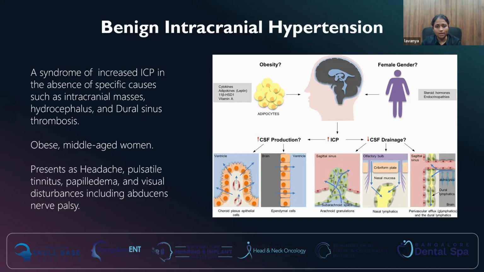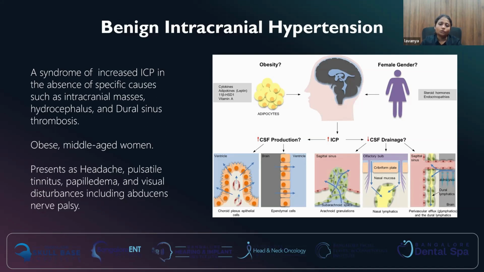Whether obesity has a direct relationship or not, there are multiple theories regarding it. Generally, a patient will present to us with headache, pulsatile tinnitus, papilledema, and visual disturbances, including abducens nerve palsy. More commonly, individuals present with headache or pulsatile tinnitus. Some of them can have visual disturbances like visual snow, floaters. When we further examine them, there can be papilledema. Some of them do end up with the ophthalmologist first for raised intracranial hypertension before they develop any other symptoms.